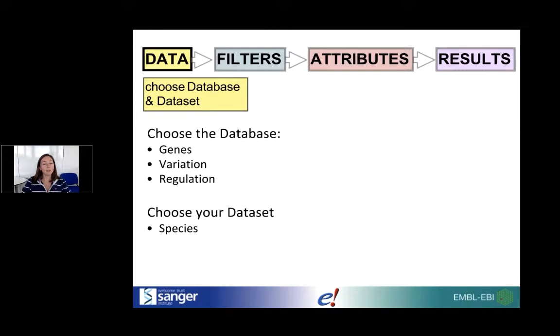So you choose your database and your data set. So the database is the specific database that we have in Ensembl for genes. We have different databases for genes, variation, and regulation. So you'll choose the database depending on what the main focus of your search is going to be. So if you're looking at genes, you'll go to the genes database. If you're looking up variants, you'll go to the variation database. And then the next step is to choose the species of interest that you want to look at.